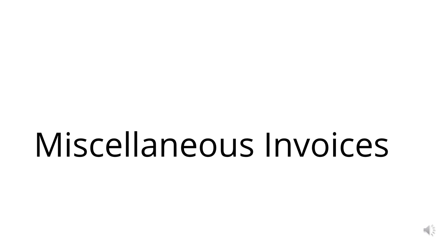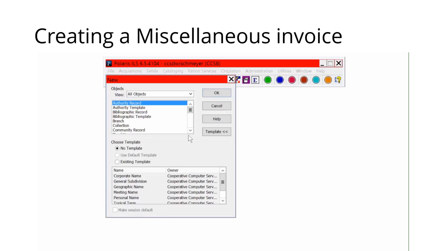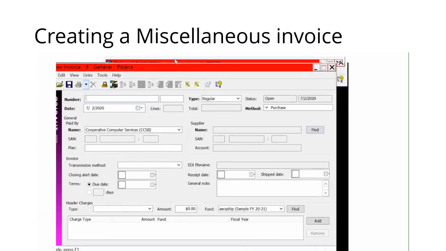You can use a miscellaneous invoice to track library expenditures that are not directly linked to a specific bib record. To create a miscellaneous invoice, select File New from the shortcut bar. Select Invoices in the New Objects list and click OK. The invoice work form will open.